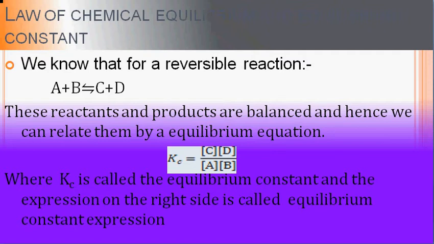Let's see the law of chemical equilibrium constant. We know that the reversible reaction, A plus B, will give us C plus D. These reactants and products are balanced, and hence we can relate them by the equilibrium equation, that is, Kc is equal to the concentration of C into the concentration of D upon the concentration of reactants A and B, where Kc is called the equilibrium constant and the expression on the right side is called the equilibrium constant expression.